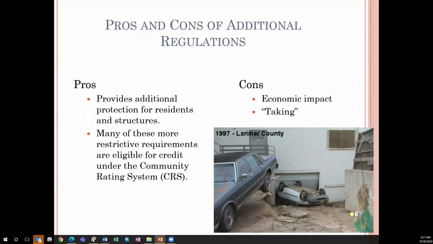So what are the pros and cons of additional regulations? Well, the advantages we've already talked about, providing additional protection for the neighbors. When you go above and beyond, you get higher credits in the Community Rating System. The cons are there's an economic impact, sometimes perceived, sometimes real. And if you go too far with your regulations, they can be perceived as a taking.